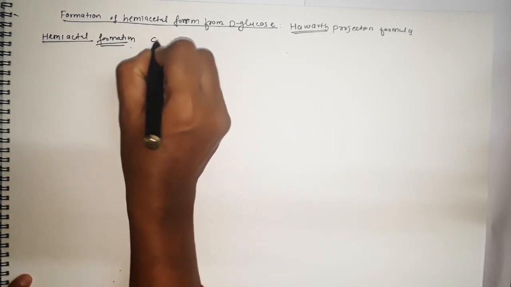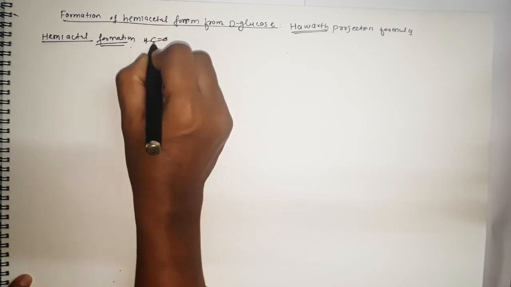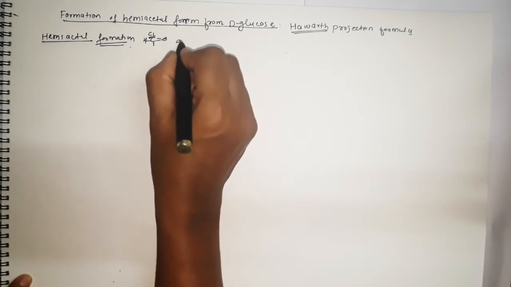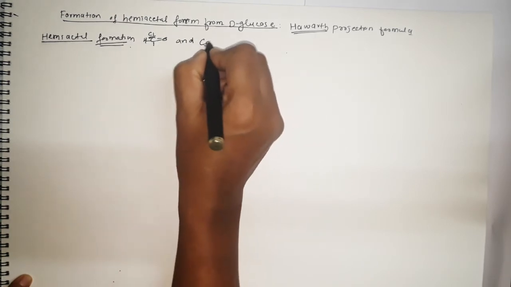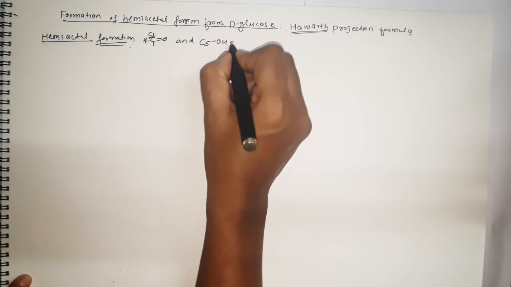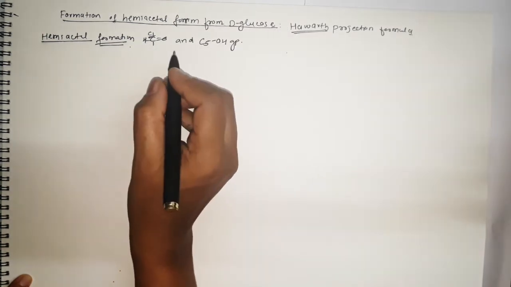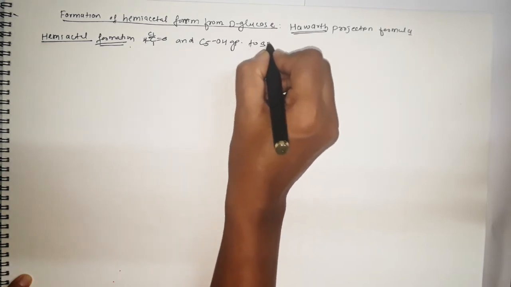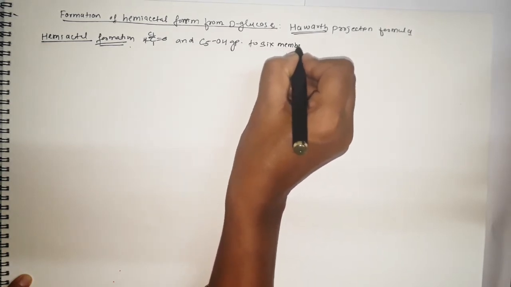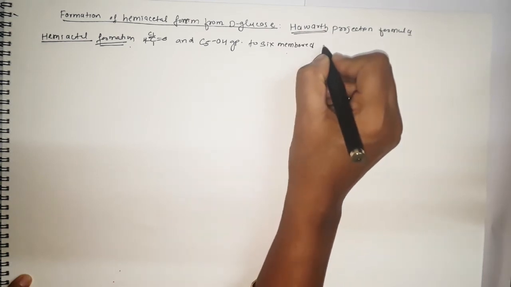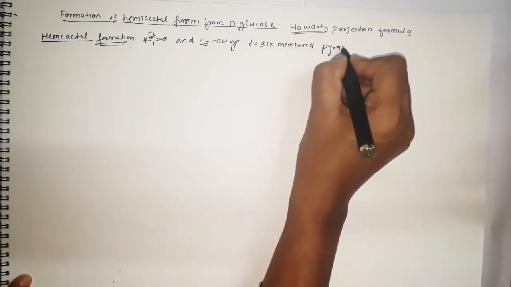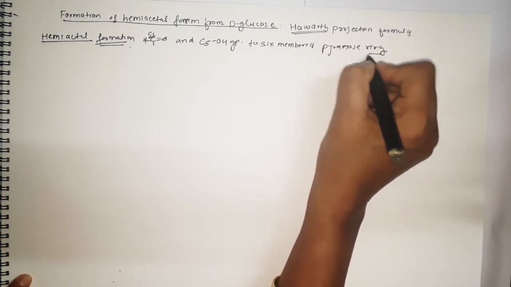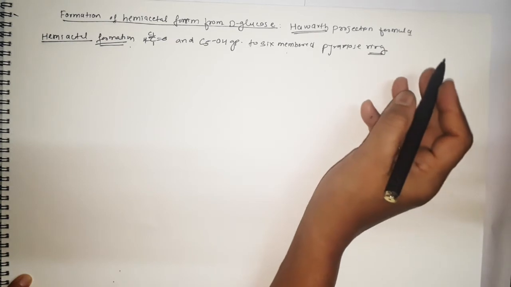involves the free aldehyde group present at C1 and the C5 OH group. They combine to form a 6-membered pyranose ring. Why is it a pyranose ring? Because it is a derivative of pyran.